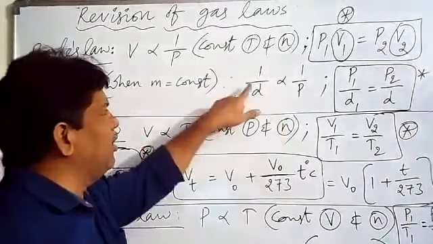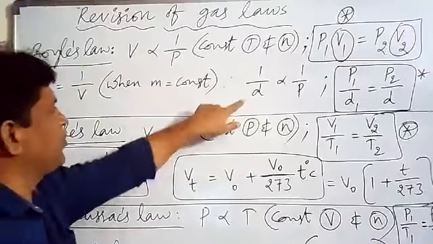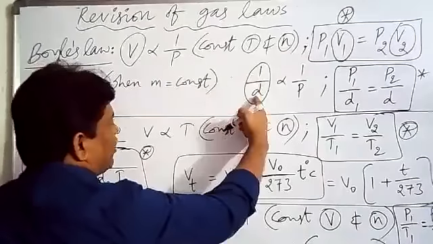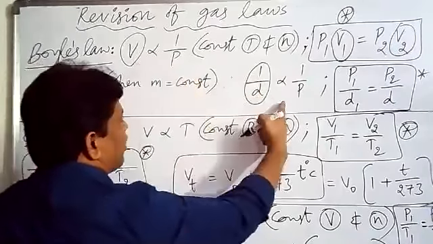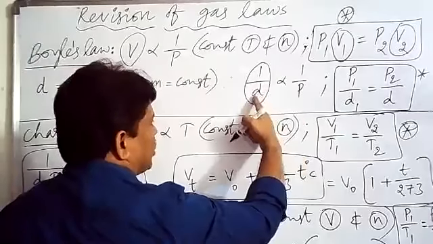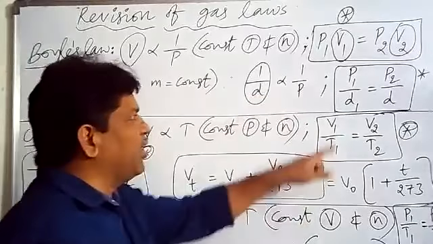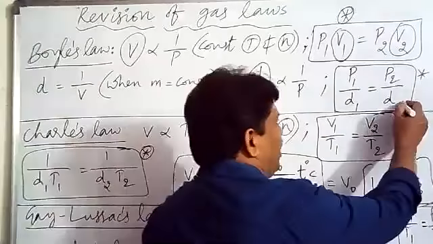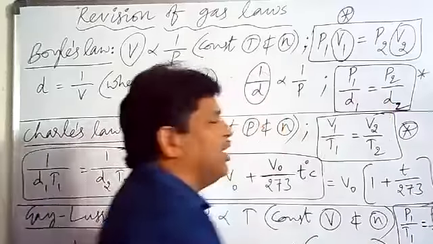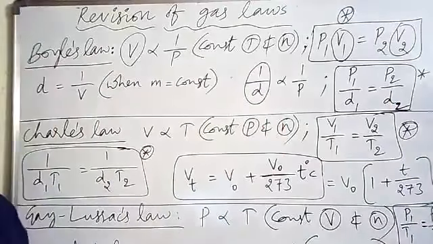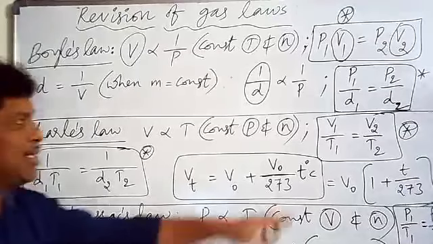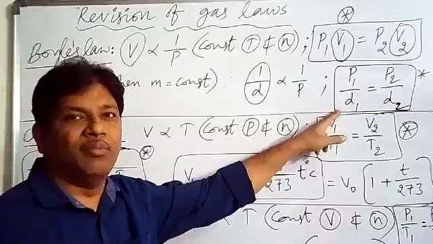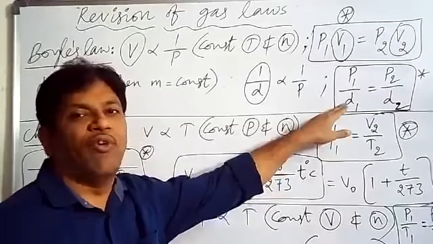The same way, in place of V we write 1 by D. So 1 by D is proportional to 1 by P. That means D is proportional to pressure. Density is proportional to pressure. Then we get the formula P1 by D1 is equal to P2 by D2. This is another formula for Boyle's law, called modified Boyle's law, where we have taken density in place of volume.